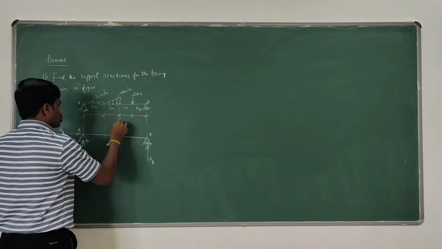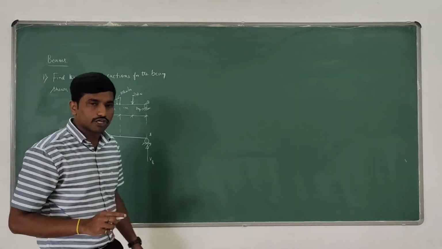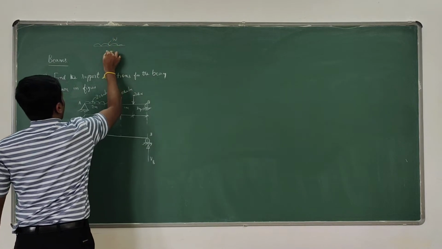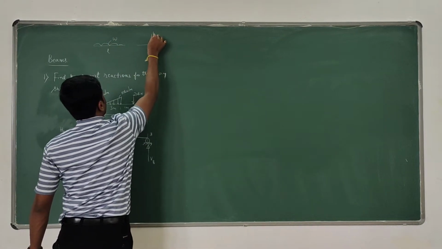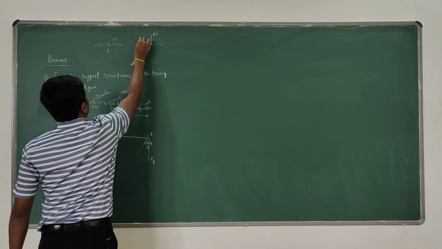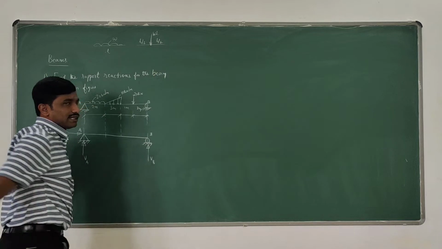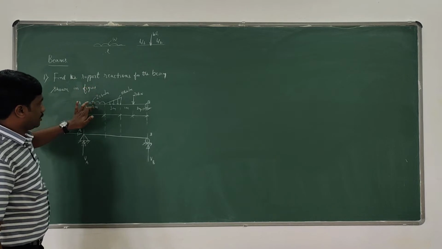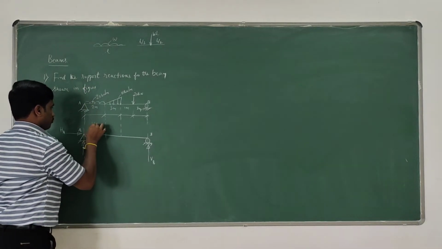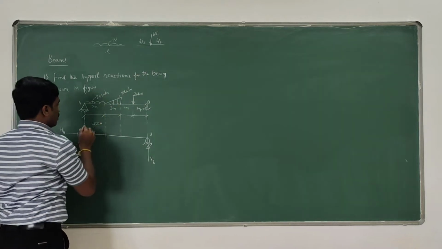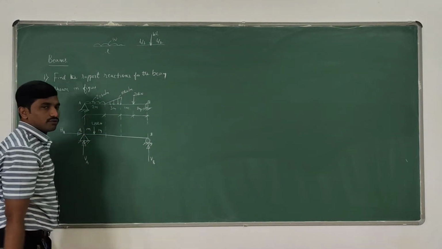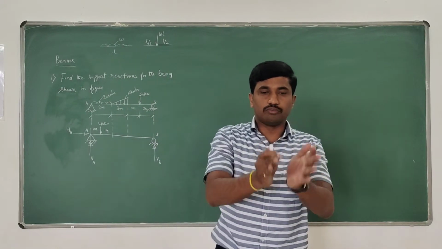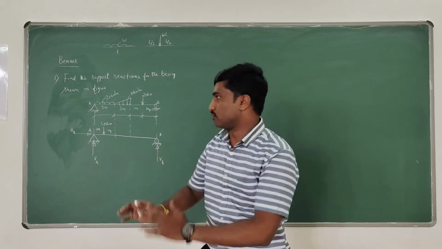Now convert all distributed loads into point loads. How to convert a UDL into a point load? That is a very important thing. If a UDL is there, the conversion to a point load is similar to a rectangle: W into L is the area, and the CG of a rectangle is at L by 2. So the load is 20, the distance is 2, 20 into 2, 40 kilonewton, acting at 2 by 2, that is 1 meter. If a UDL is there, convert it into a point load. The formula is W into L, acting at L by 2.